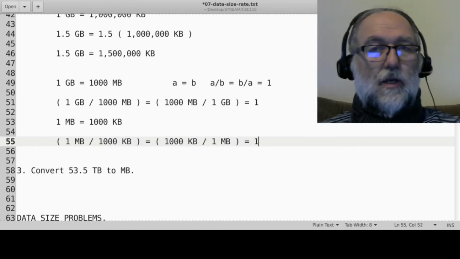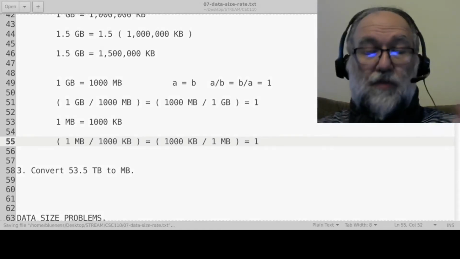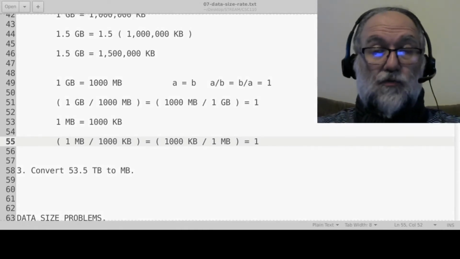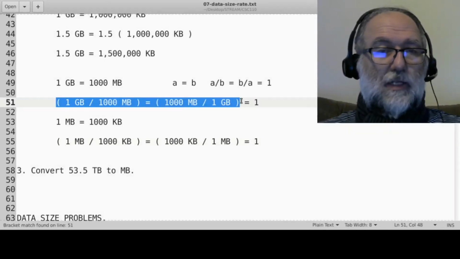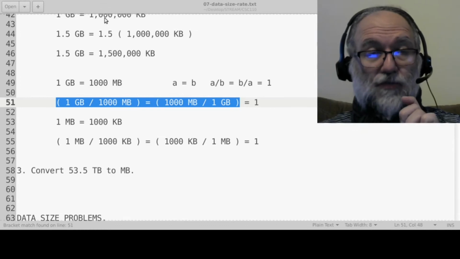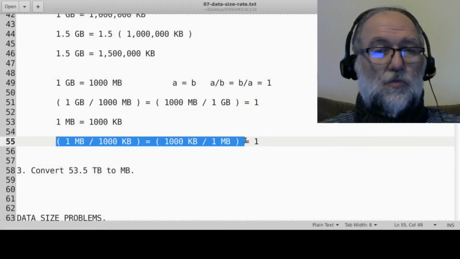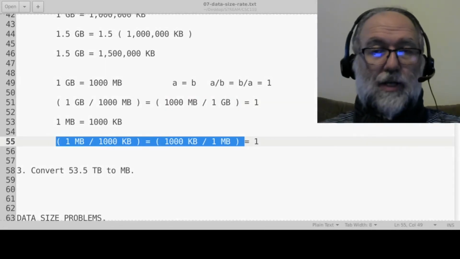That's also equal to 1. Totally trivial, I know, but nonetheless, we have those four fractions there. So we've got these two possibilities for the gigabyte to megabyte transformation, and those two possibilities for the megabyte to kilobyte transformation.